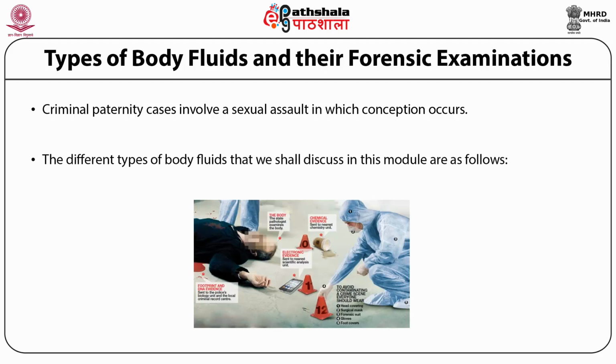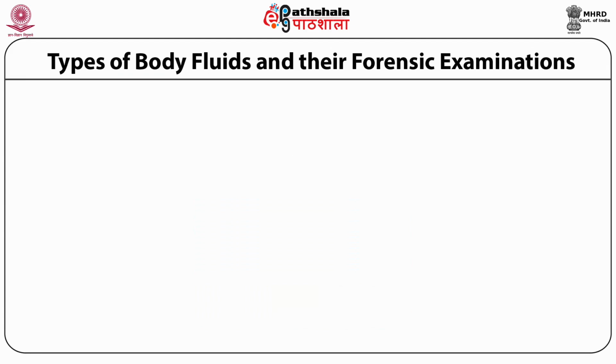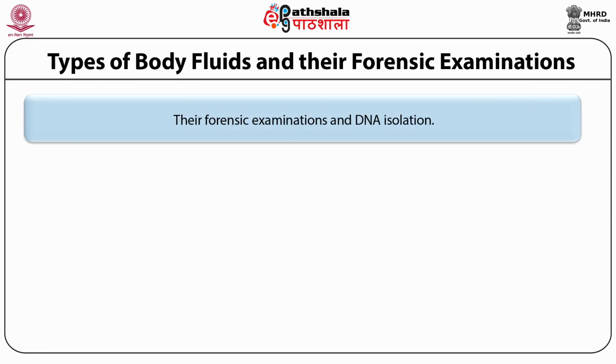The different types of body fluids that we shall discuss in this module are as follows: semen, saliva, urine, feces, vomit, milk, and tears, and their forensic examinations and DNA isolation. It is important to note that most of the evidence processing and note taking occurs during serology analysis, because this is usually the first time evidence is opened in the laboratory.